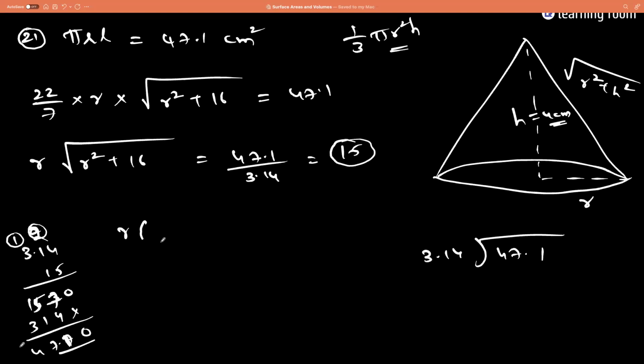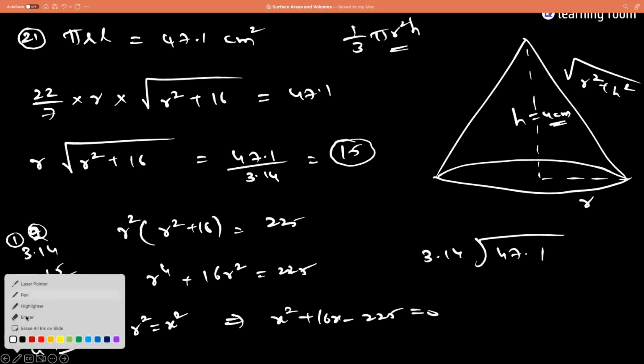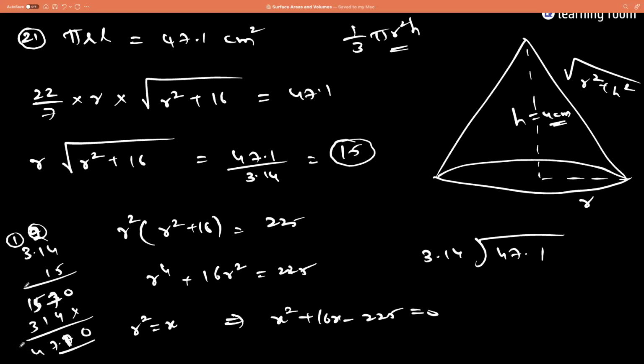So R squaring on both the sides, we get R square into R square plus 16 is equal to 225. So how to solve this? You will have R power 4 plus 16 R square is equal to 225. Now what you can do is take R square as X. That implies X square plus 16X minus 225 is equal to 0. So when you factorize it, what will you get?